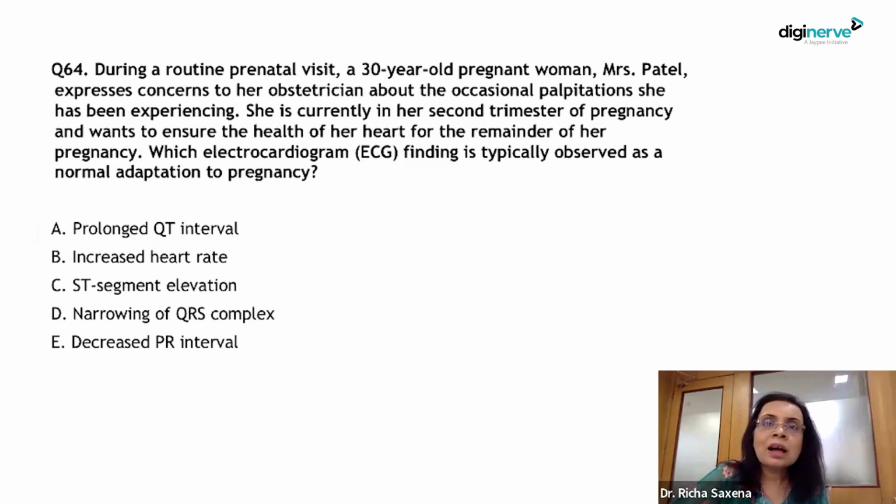So increased heart rate is the most common, typically observed normal adaptation of pregnancy. Other changes in ECG can occur, but increased heart rate is something which you should take into consideration as the most commonly occurring change in her ECG pattern.